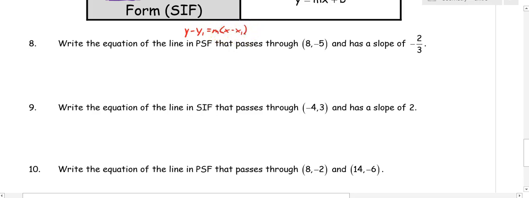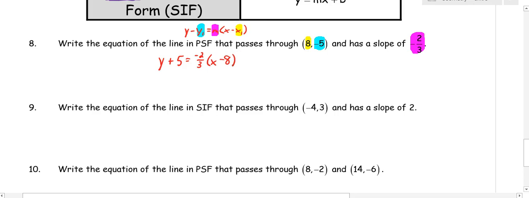So write the equation in point slope form, y minus y1 equals m times x minus x1, that passes through the point 5, negative 8, and has a slope of negative 2/3. So we're going to put 8 in for x1. We're going to put negative 5 in for y1. And we are going to put the slope, negative 2/3, in for m. So all we're doing is we're substituting, and we get y minus negative 5, which makes it plus 5 equals negative 2/3 times x minus 8. And it's point slope form, so we can stop there.